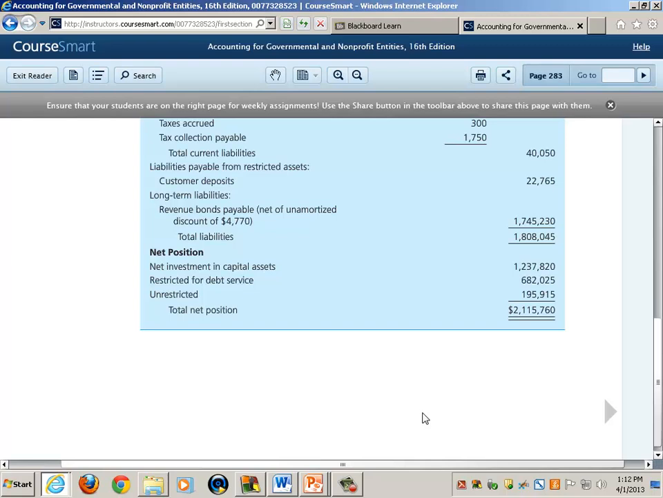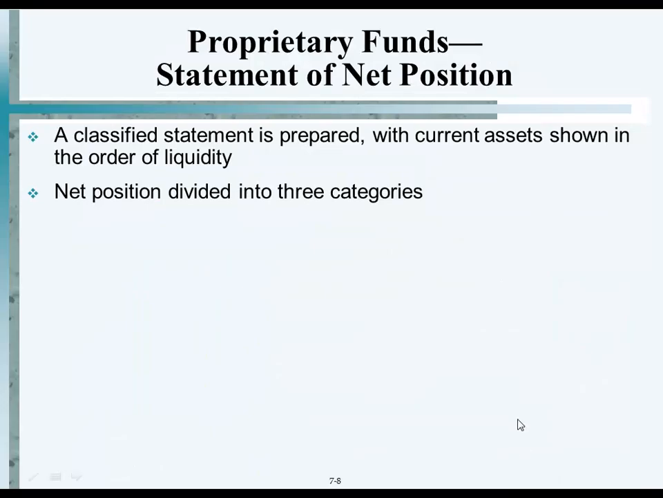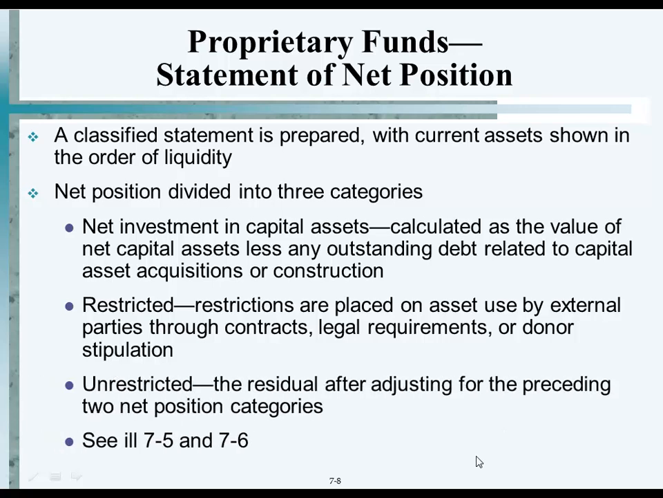The second portion of the net position is restricted for debt service, which is amounts that have been set aside for a certain purpose. It could be any purpose. In this case, it's for debt service. And unrestricted is everything else that's left over. So remember, with proprietary funds, those are the 3 different categories that we show as net position. Any questions so far? So I'd like you to keep that in mind.